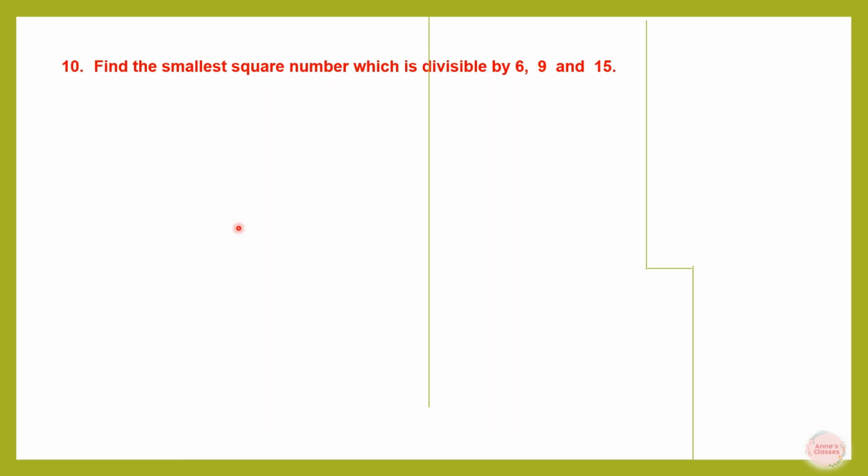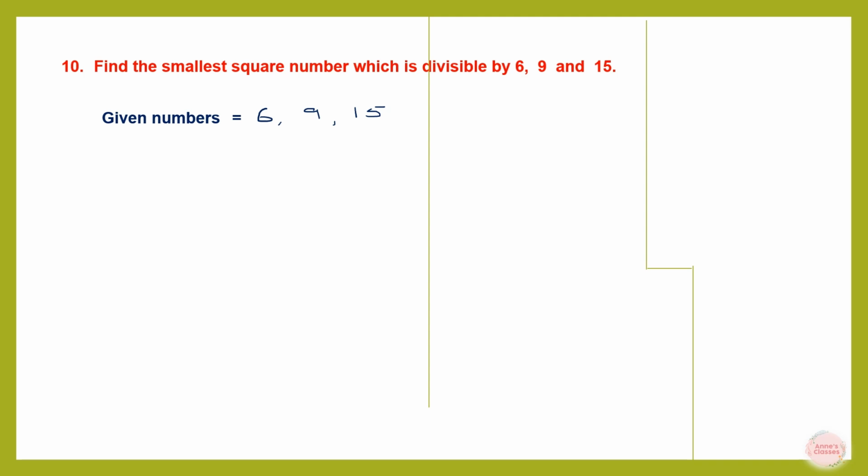Question 10. Find the smallest square number which is divisible by 6, 9 and 15. So we have to find a square number and that number should be divisible by all three numbers here, that is 6, 9 and 15. So what are the given numbers? The given numbers are 6, 9 and 15. So we have to find a number which is divisible by all these, isn't it?